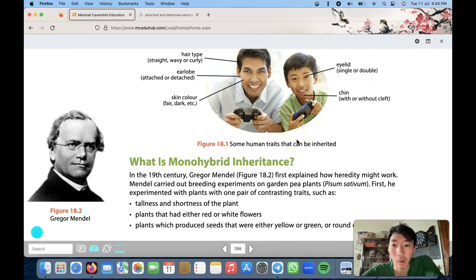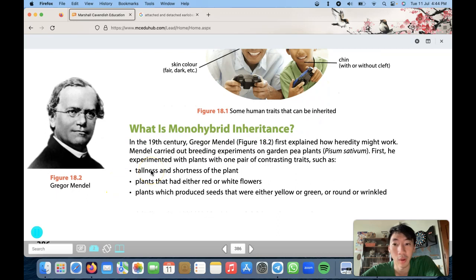So there was this man called Gregor Mendel. He was a monk and he worked in a monastery. A monastery is like a church. Now, one thing about him was that he was also a very studious person. He was very observant and he would often record down his observations. He was in charge of the garden, and one of his duties was to grow peas for their soup and for their food. And he started to take records of certain traits that he observed as he was growing the plants. He took note of the tallness and the shortness of the plant, whether the plant had red or white flowers, which plant produced seeds that were yellow, green, round, or wrinkled.